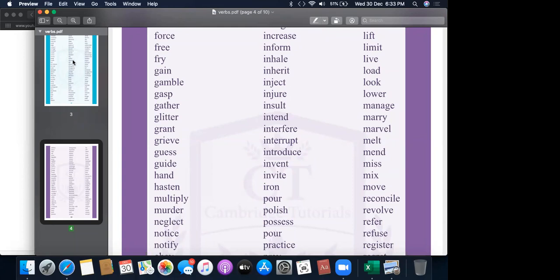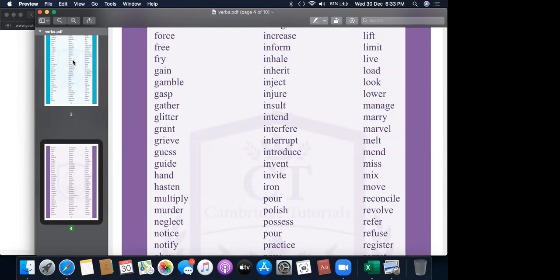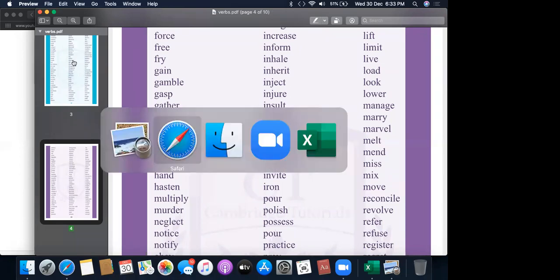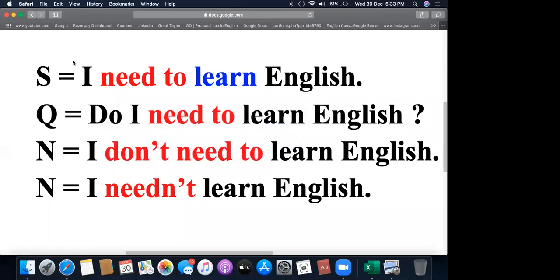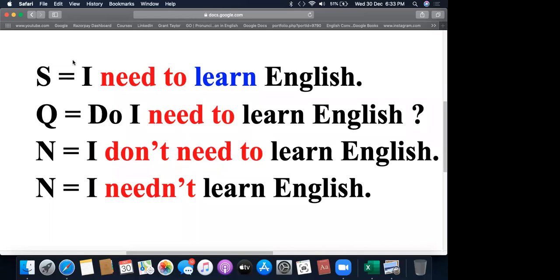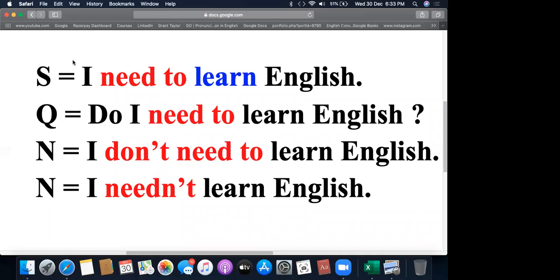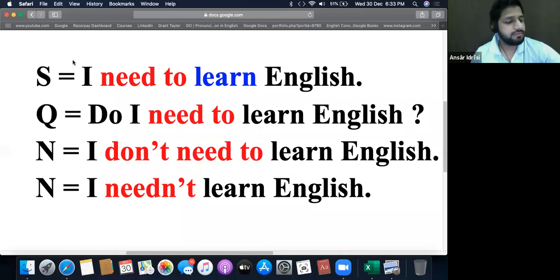I need to gain. Do I need to gain? I don't need to gain. Good. Continue. Next. I need to grant permission. Do I need to grant permission? I don't need to grant permission. Good. I need to marry her. Do I need to marry her? I don't need to marry her. Very good. Next.